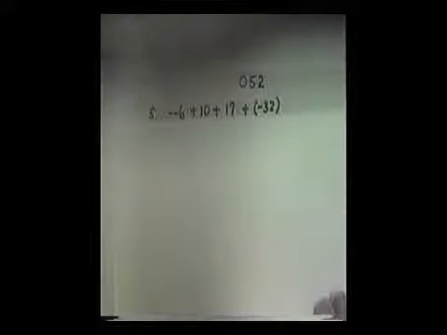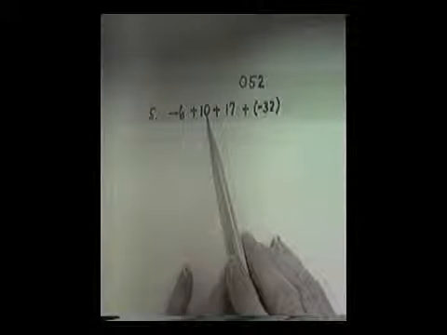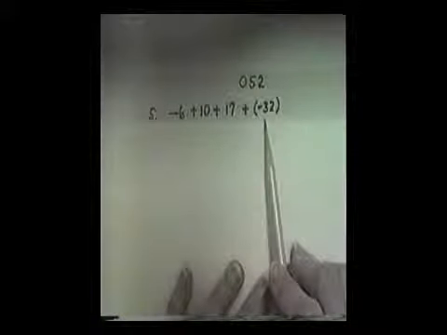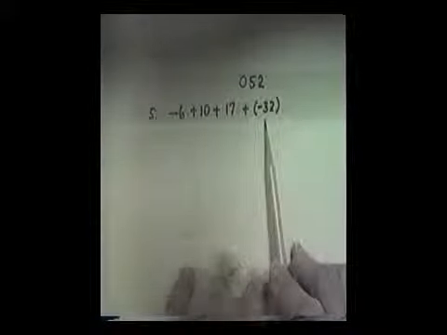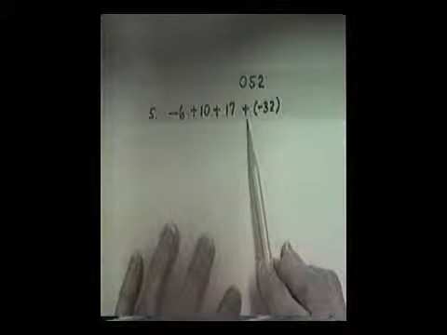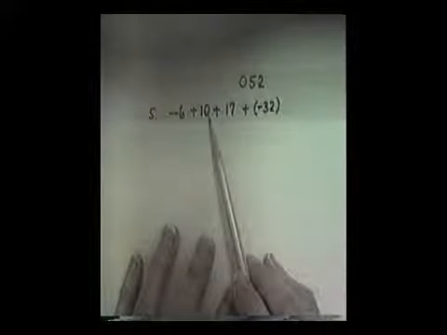Our rules tell us how to add two numbers, but we don't have to stop with adding two numbers. As you know from arithmetic, it's often asked that we add more than two numbers. So let's do that here. We'll add -6 plus 10 plus 17 plus -32. When we're adding numbers, the order of operations tells us simply to add the numbers as we go through from left to right. So we'll begin by adding -6 and 10.